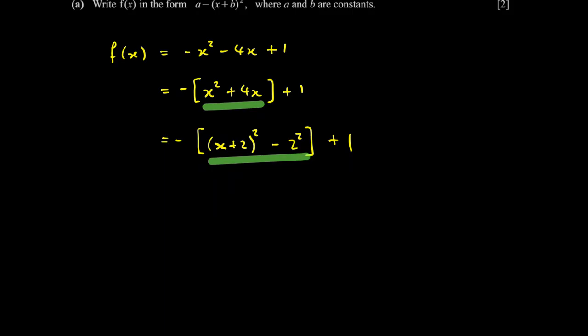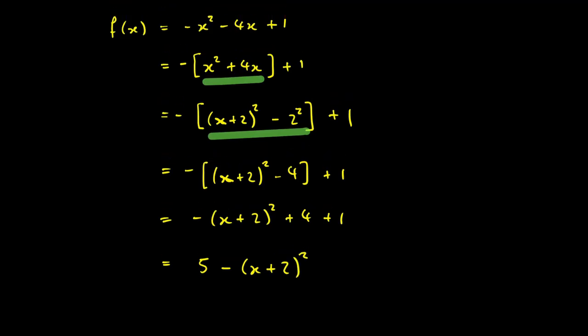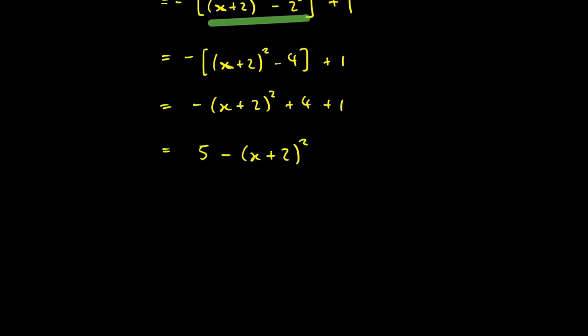Okay, so then what's this going to simplify to? We're going to get negative bracket (x plus 2) all squared minus 4, plus 1, which is negative (x plus 2) squared plus 4 plus 1. So there I've just expanded the bracket with the negative 1. And so this becomes 5 minus (x plus 2) all squared. Okay, and that's in the form that we want, where a is equal to 5 and b is equal to 2. Okay, so that's all good.